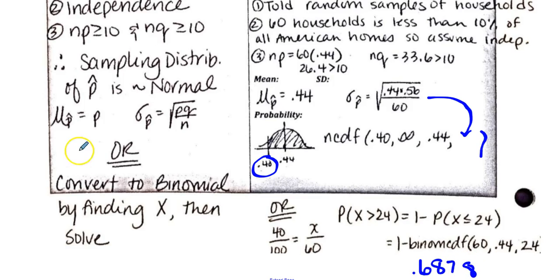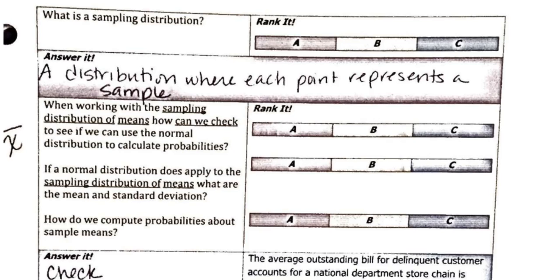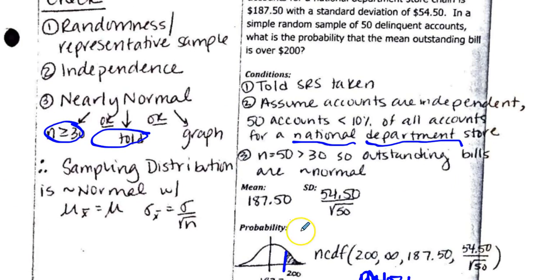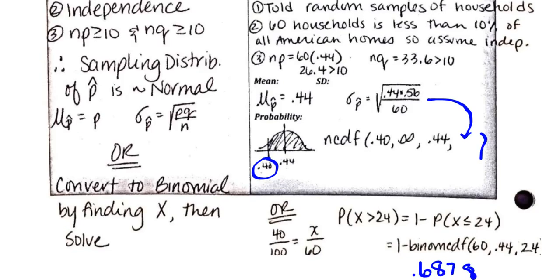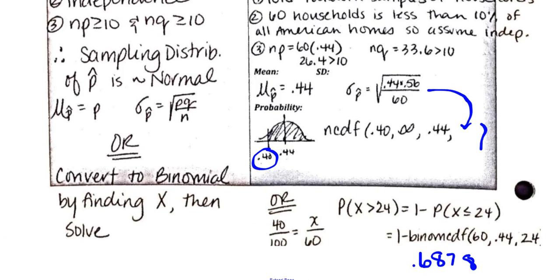For means, you have no choice. For means, you have to check all three conditions and complete the problem this way. For proportions, it's your choice whether you use the normal distribution or the binomial.